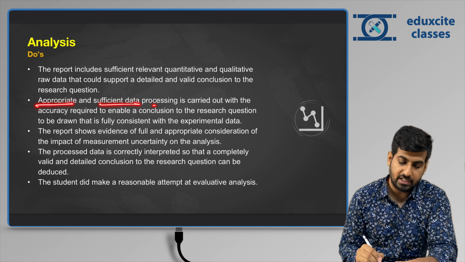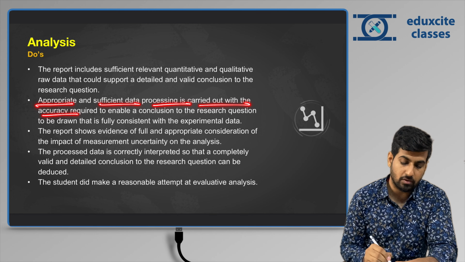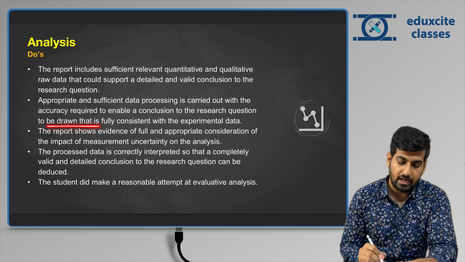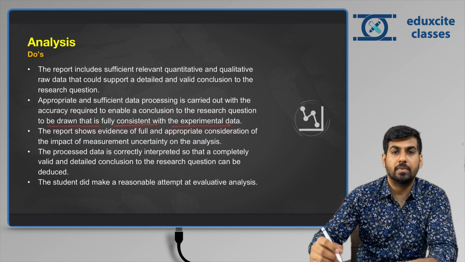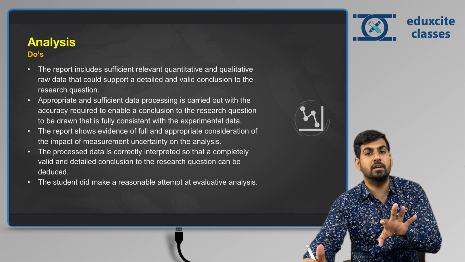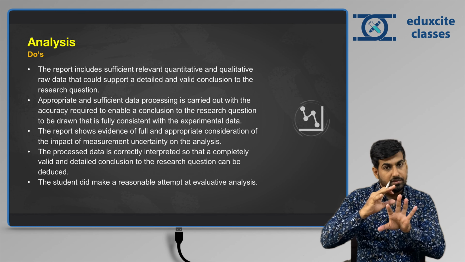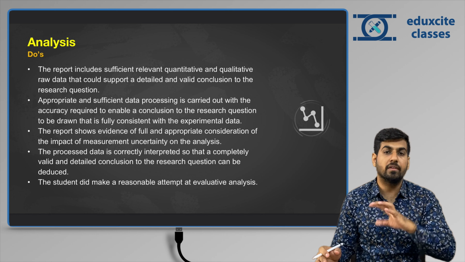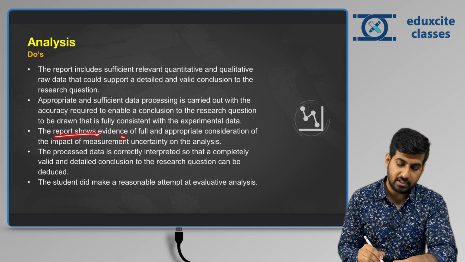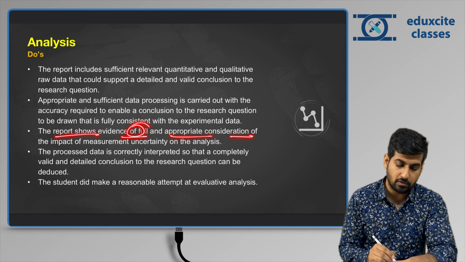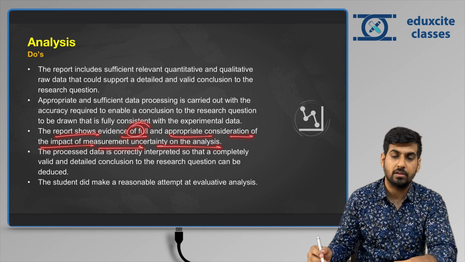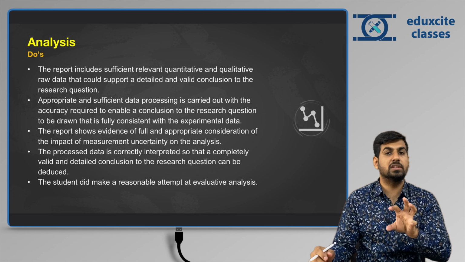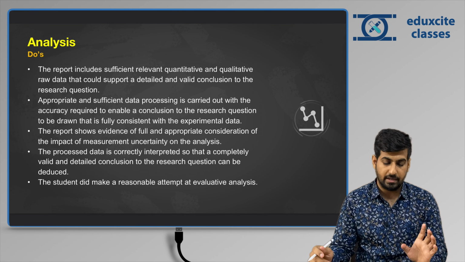Appropriate and sufficient data processing is carried out with the accuracy required to enable a conclusion for your research question, which is fully consistent with the experimental data. It should support your experimental data. You have to make a conclusion with support of the data that you have collected and analyzed. The report shows evidence of full and appropriate consideration of the impact of measurement and uncertainty on the analysis. It should show the proper measurement of the uncertainty of the data that you have collected.